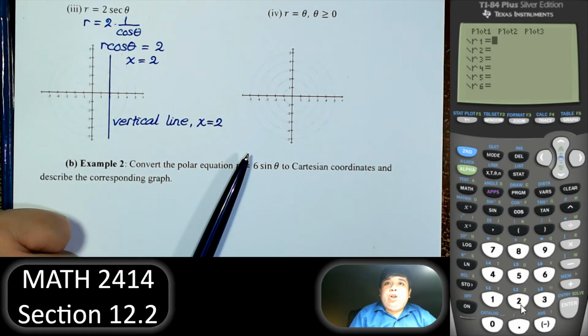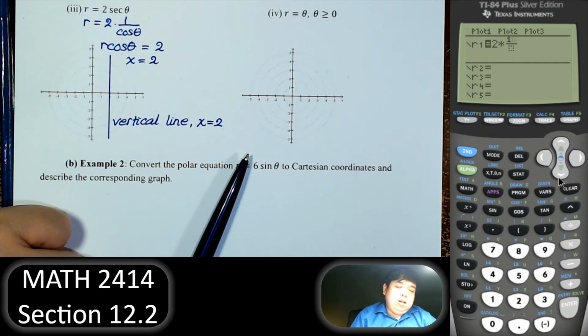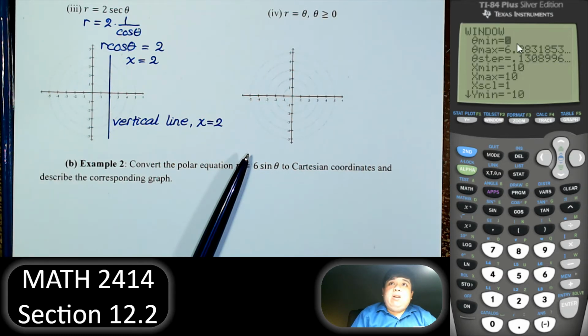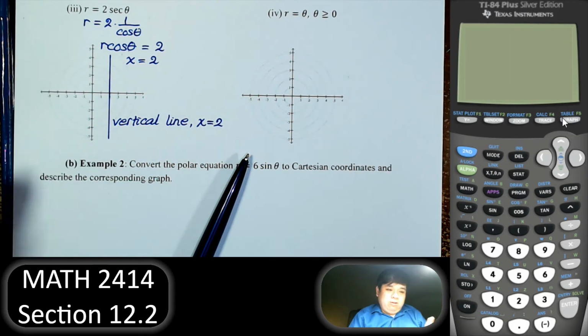Let's graph r equal to 2 secant theta. We cannot type secant, but we can type one over cosine theta, and then we have the vertical line. Just make sure that we choose enough values so theta will go from 0 to 2 pi. Well, that's good. So that's the vertical line.